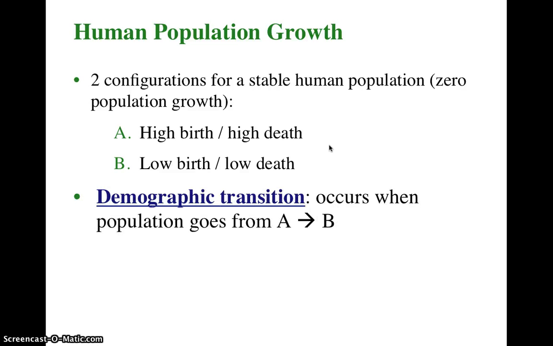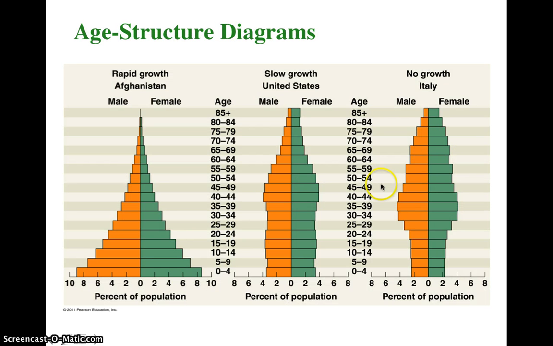Okay, two different configurations basically for stable human population. One is high birth rate, high death rate. The other one's low birth rate and low death rate. Okay, and then whenever we have demographic transition, we're talking about transitioning from A to B. Okay, model A, high birth rate, high death rate. To model B, low birth rate and low death rate. And this is kind of like an example of how we use age structure diagrams in humans to determine whether a population is going to grow or it's going to not grow, or it's going to grow slowly.